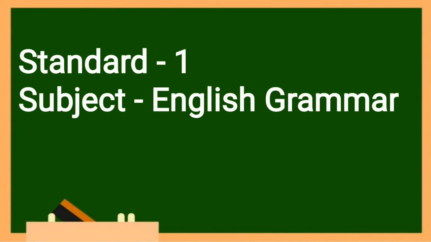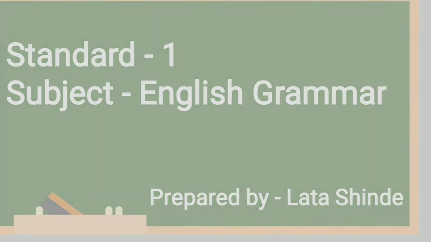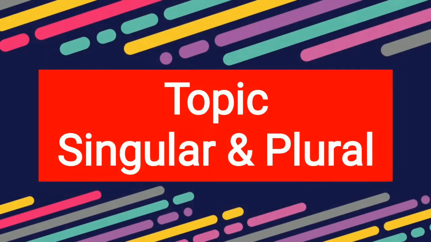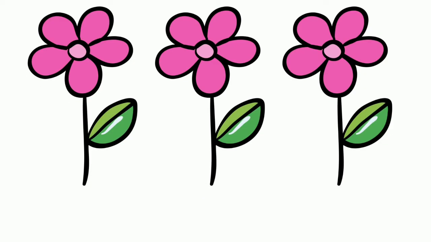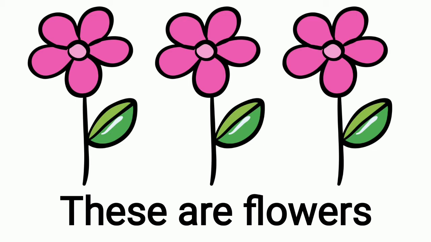In this video, we will learn about the subject English Grammar, Standard First. Our topic is singular and plural. What is this? This is a flower. How many flowers do you see in this picture? 3 flowers. So, these are flowers.